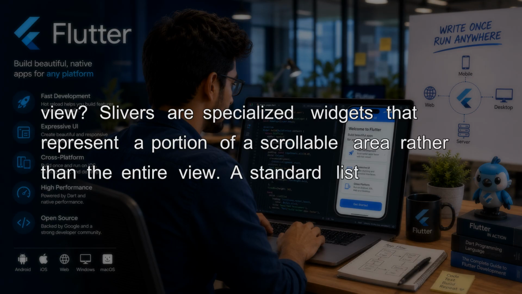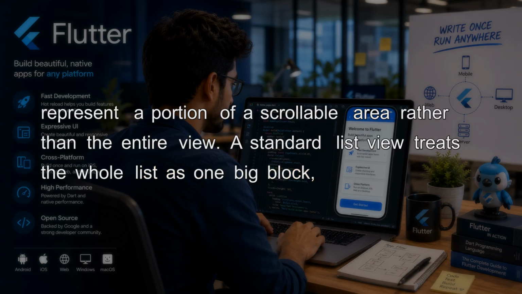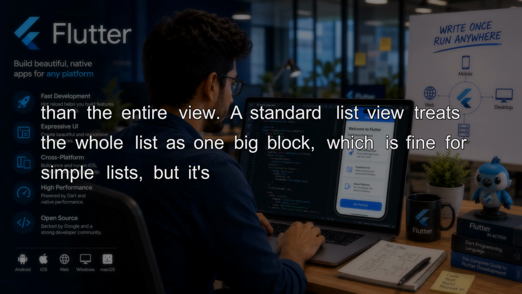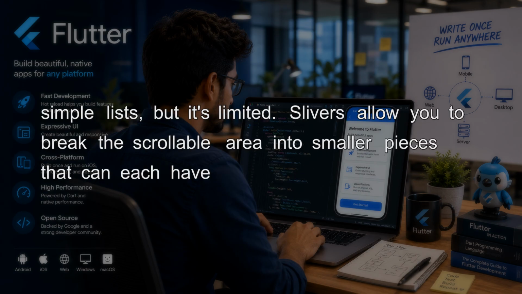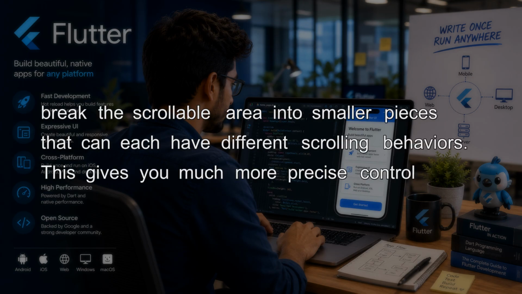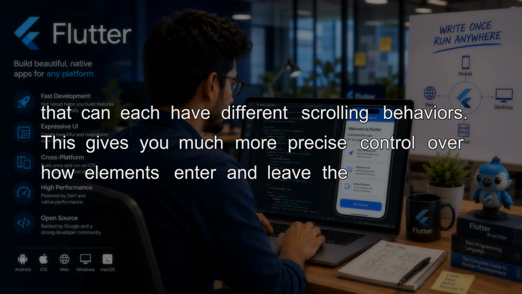A standard list view treats the whole list as one big block, which is fine for simple lists, but it's limited. Slivers allow you to break the scrollable area into smaller pieces that can each have different scrolling behaviors. This gives you much more precise control over how elements enter and leave the screen.